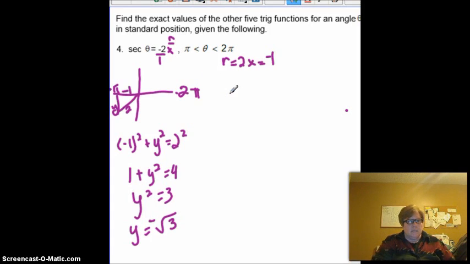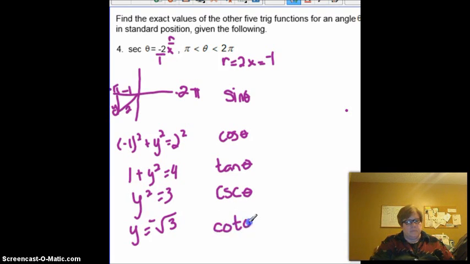I've already got secant, so I'm going to find sine theta, cosine theta, tangent theta, cosecant theta, and then cotangent theta. All right. So if we're setting these up, sine theta is y over r, so that's going to be negative square root of 3 over 2. No simplification needed there. Cosine theta would be negative 1 over 2.